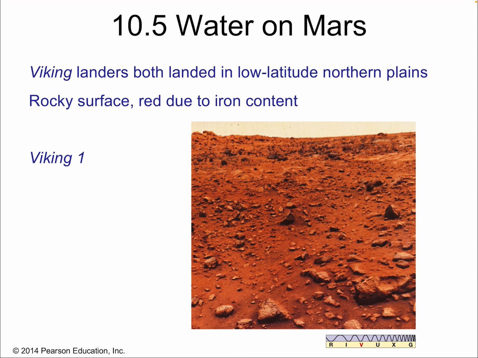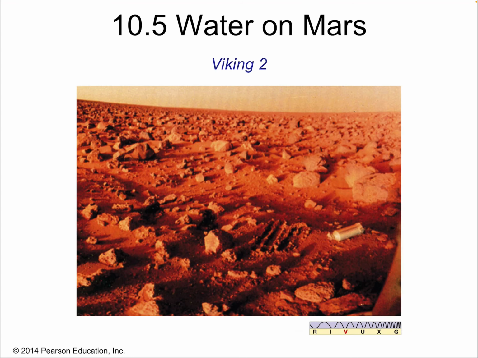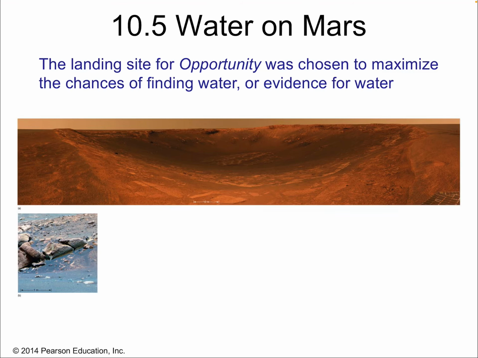All right, furthermore, Viking landers both landed in the low latitude northern plains, rocky surface, red due to the iron content. There's a lot of iron on the surface of Mars. I'm gonna come back to that idea, so hold that thought. Why is there so much iron on the surface of Mars? Here's Viking 1 photos. These are kind of legacy missions from really early on when we first landed on Mars. Viking 2, all right? Now onto more recent missions to Mars.